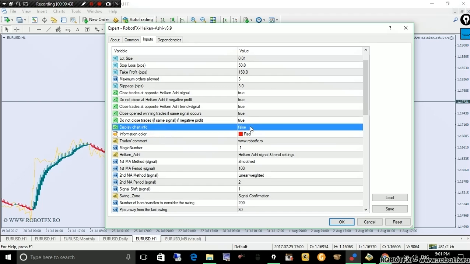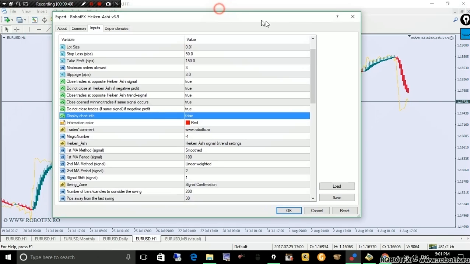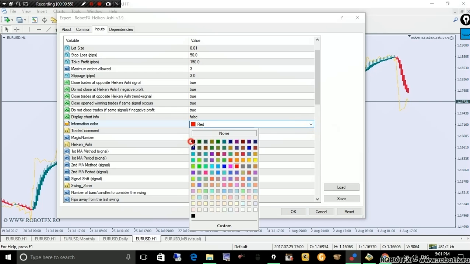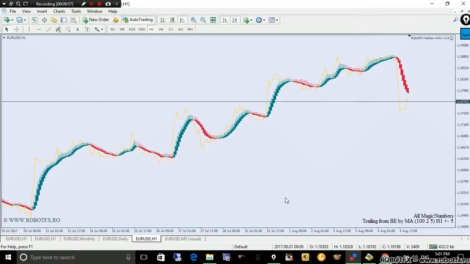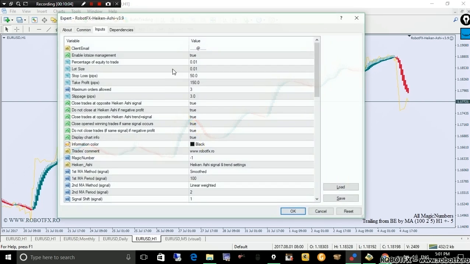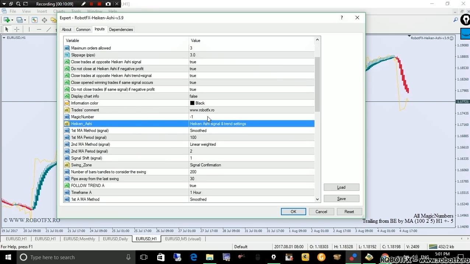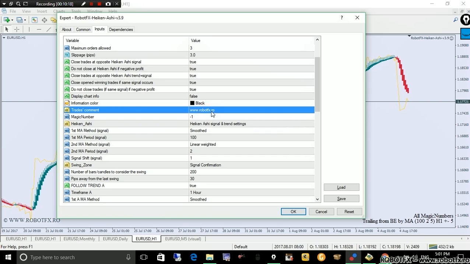There is the option to display chart info, which are these small pieces of information here and there. Also set the color of this information, such as magic numbers, how the trailing option happens, and so on. If it's too much, just set display chart info to false. There's the option to set a comment for each trade opened by this expert advisor, which could be useful later to easily monitor the logs and see the performance of this expert advisor by just searching for the comment.